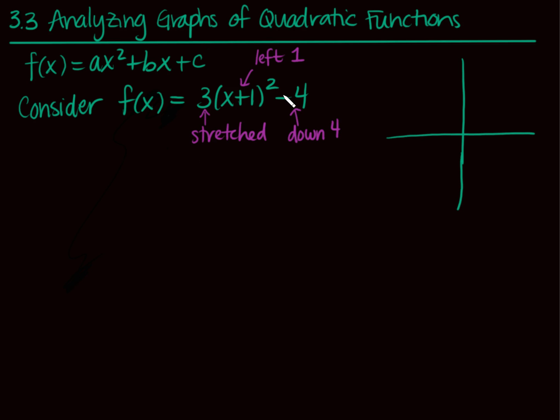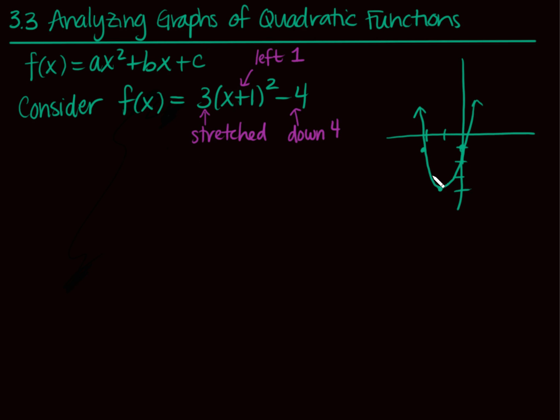So what do I know? Again, this has been shifted down 4, to the left 1, and then it's been stretched by a factor of 3. If I put in 0, I would get 3 times 1 minus 4, which is -1. So I know I'm at -1. And then this has some symmetry, so it goes a little something like that. So if I have something in this form, I can draw the graph of this function.